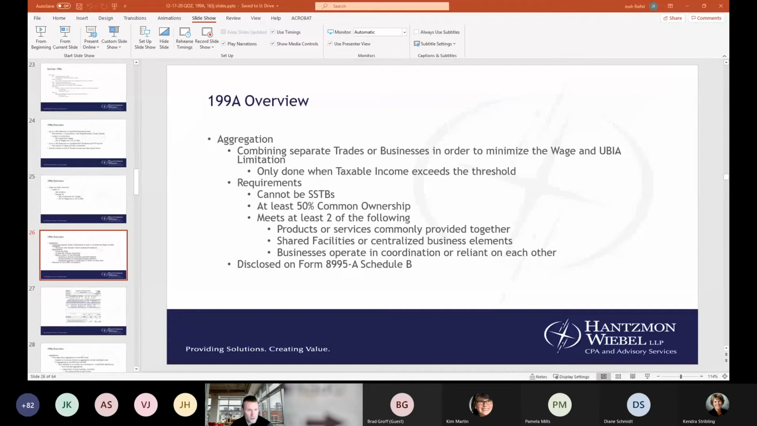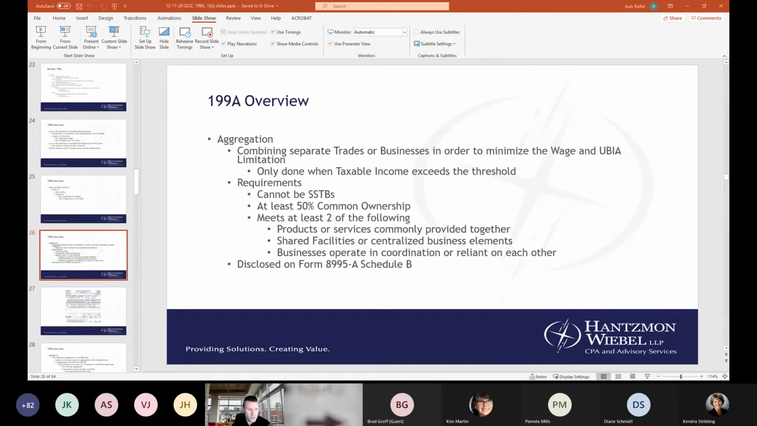All right. Under the code section, taxpayers have the ability to aggregate or combine separate trades or businesses, which allows them to minimize the wage and UBIA limitation. So this is only done once you actually exceed that threshold. There's no aggregation that's done or needs to be done if the taxable income is under the threshold, because there is no limitation.